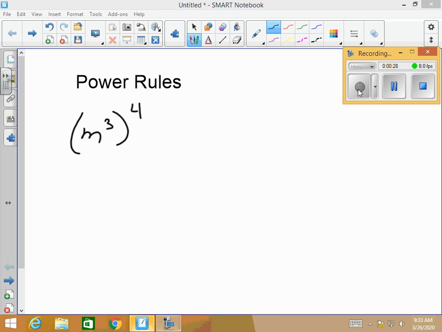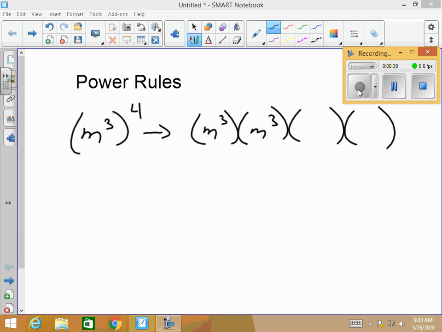So if we wanted to, we could expand this and say that yes, we have 4 of those parentheses. Better get 4 of them out there. And within those parentheses, we all have the m cubed, or that base cubed. Well, now I fall right back in the product rule, where yes, I have an m. And then I just count out how many of them: 3, 6, 9, and 12.